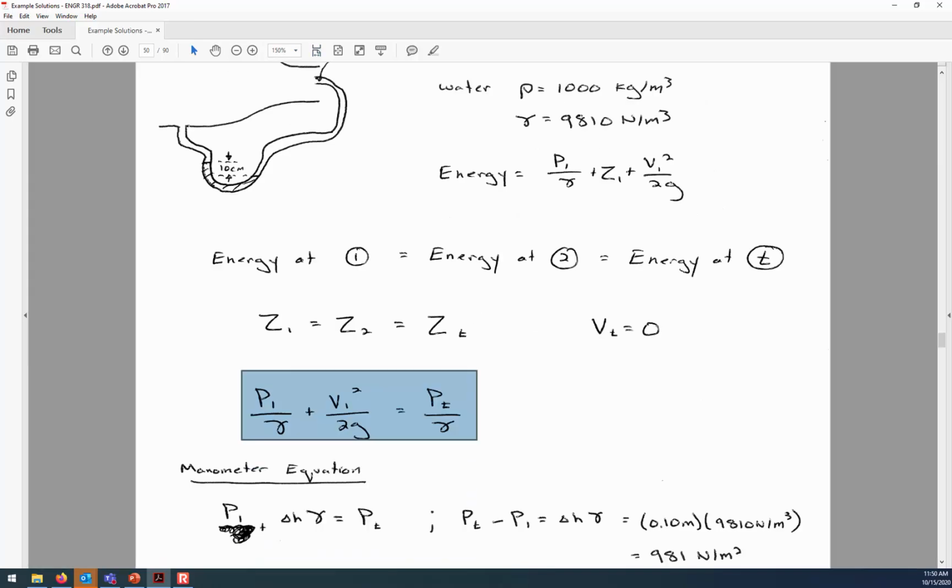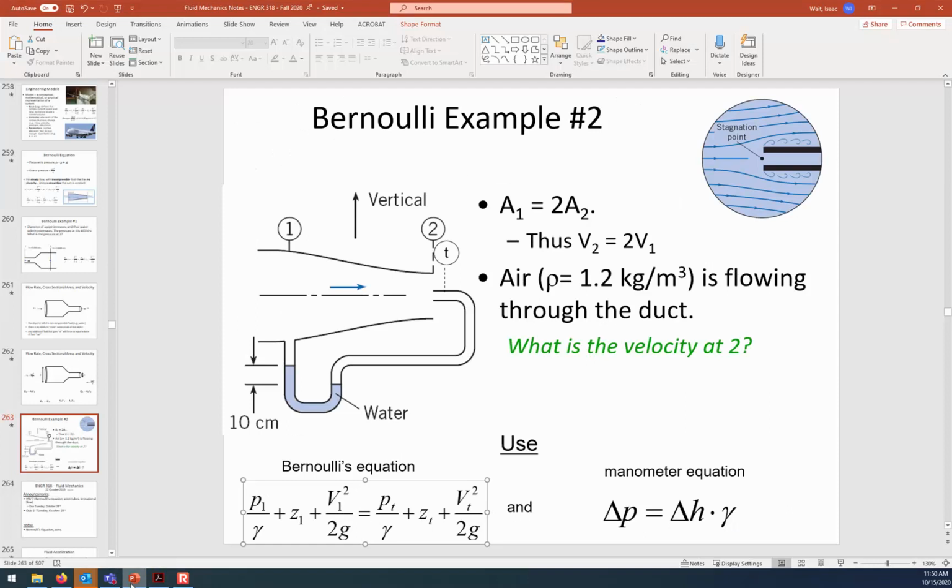All right, now the manometer equation is what we can use to find the pressure difference between location T and location 1. And the manometer equation is just that the pressure at T here inside of the tube on the right is however much pressure there is at 1 plus, because we're going down through a fluid, plus delta H times gamma. This sketch is better than what I've drawn by hand.